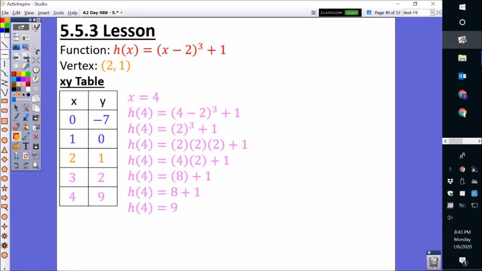So once you finish identifying the points, the x and the y values, now we're just going to use these points to graph. So what I'm going to do is the left side. Since this is the vertex in the middle, I'm going to connect to these two corner points, (0, -7) and then (1, 0).